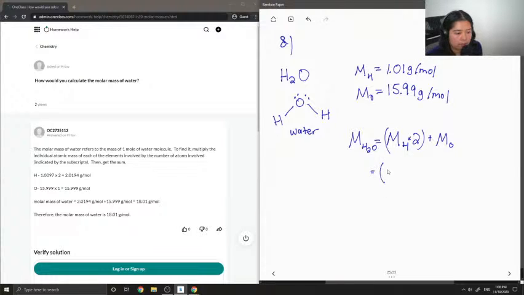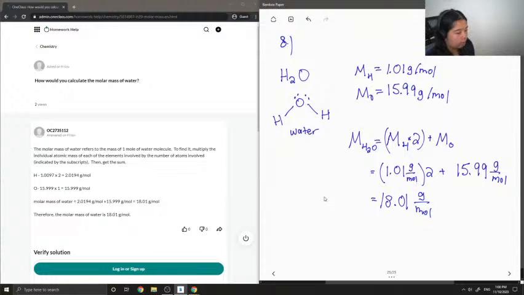So now let me just plug these values in. 1.01 grams per mole times 2 plus 15.99 gives us a final molar mass value of around 18.01 grams per mole.